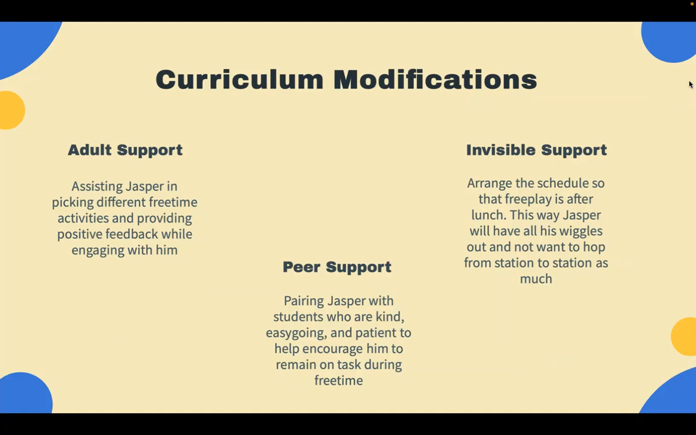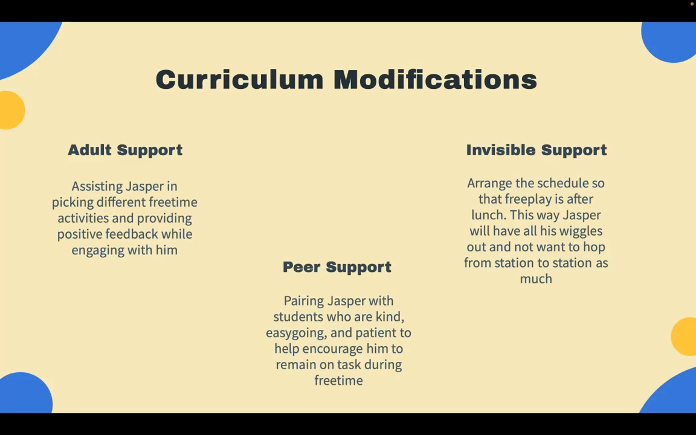These are some of the curriculum modifications we used specifically for Jasper during our time spent together. So for adult support, we would assist Jasper in picking different free time activities and providing positive feedback while engaging with him. He struggled to stay in one area and really get to utilize those materials and engage with other students because he was spending so little time at one section during free time and bumping around so much. So, with teachers walking around with him, there was more incentive and a more positive atmosphere where he wanted to focus on materials.